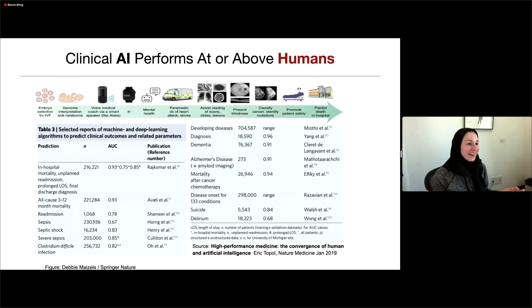But we are certainly not the only people who do this kind of work. I would say, the fix is in, right? Clinical AI is here to stay.